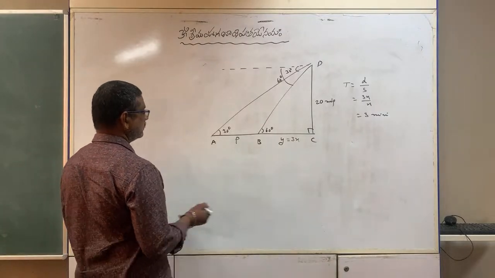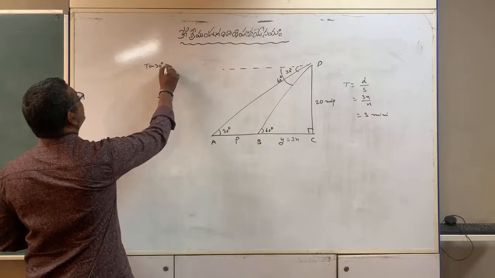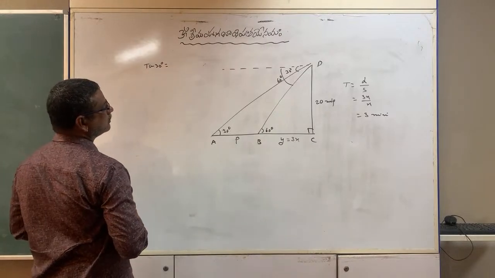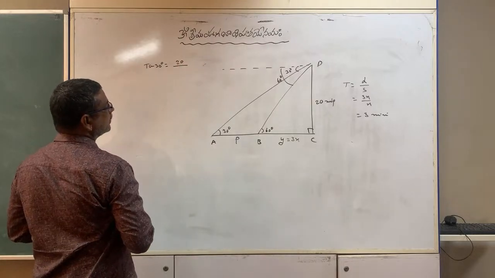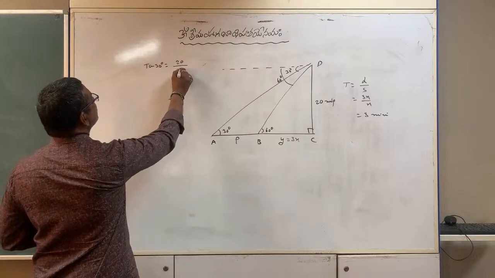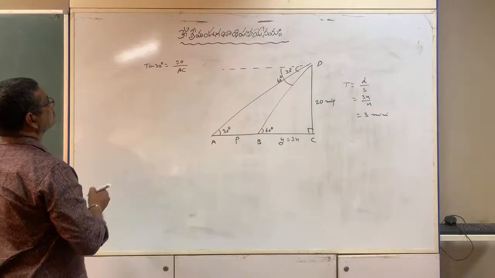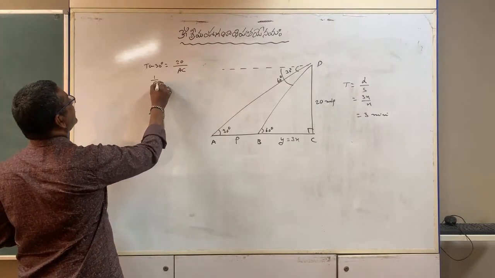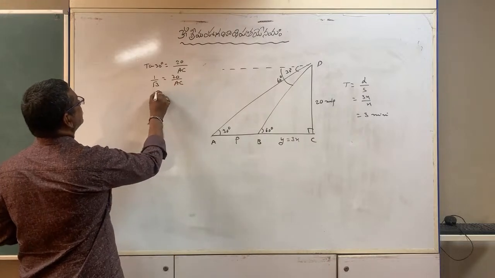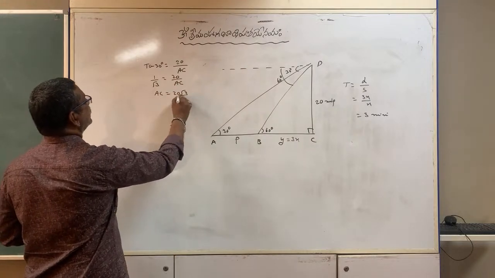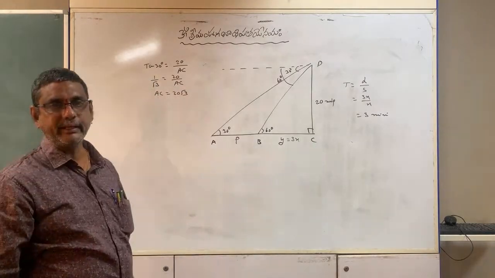Right. Now tan 30 is equal to 20 by AC. Is that right? 1 by root 3 is equal to 20 by AC. Then AC is equal to 20 root 3.